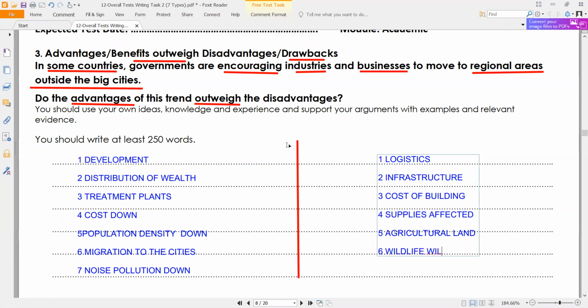So yes, the wildlife will suffer because there will be human activity in the area, or increased human activity in the area. So this is something that we need to take care of. So what else is there? Wildlife will suffer. True. So we got like 6 points there. And these are the disadvantages.